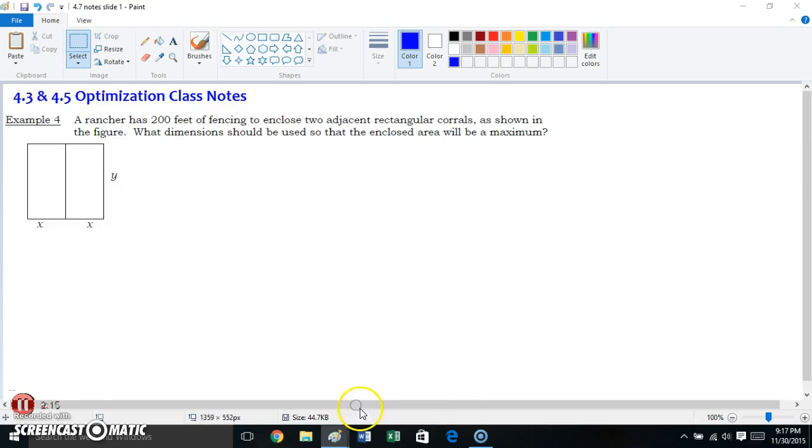Let's take a look at example number 4. A rancher has 200 feet of fencing to enclose 2 adjacent rectangular corrals as shown in the figure. What dimensions should be used so that the enclosed area will be a maximum? He wants to have the largest possible area for the animals he's going to put in that corral, and he has 200 feet of fencing.